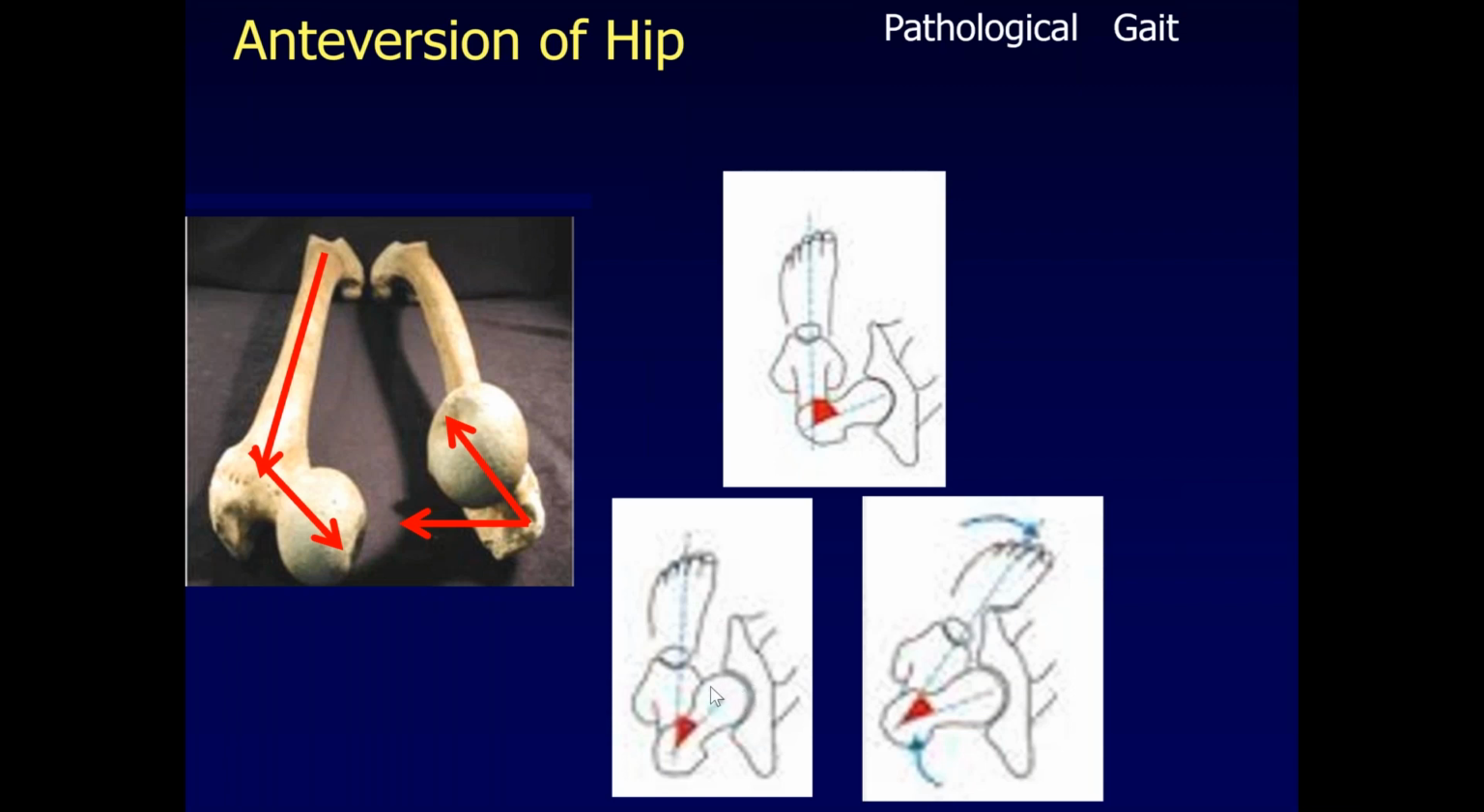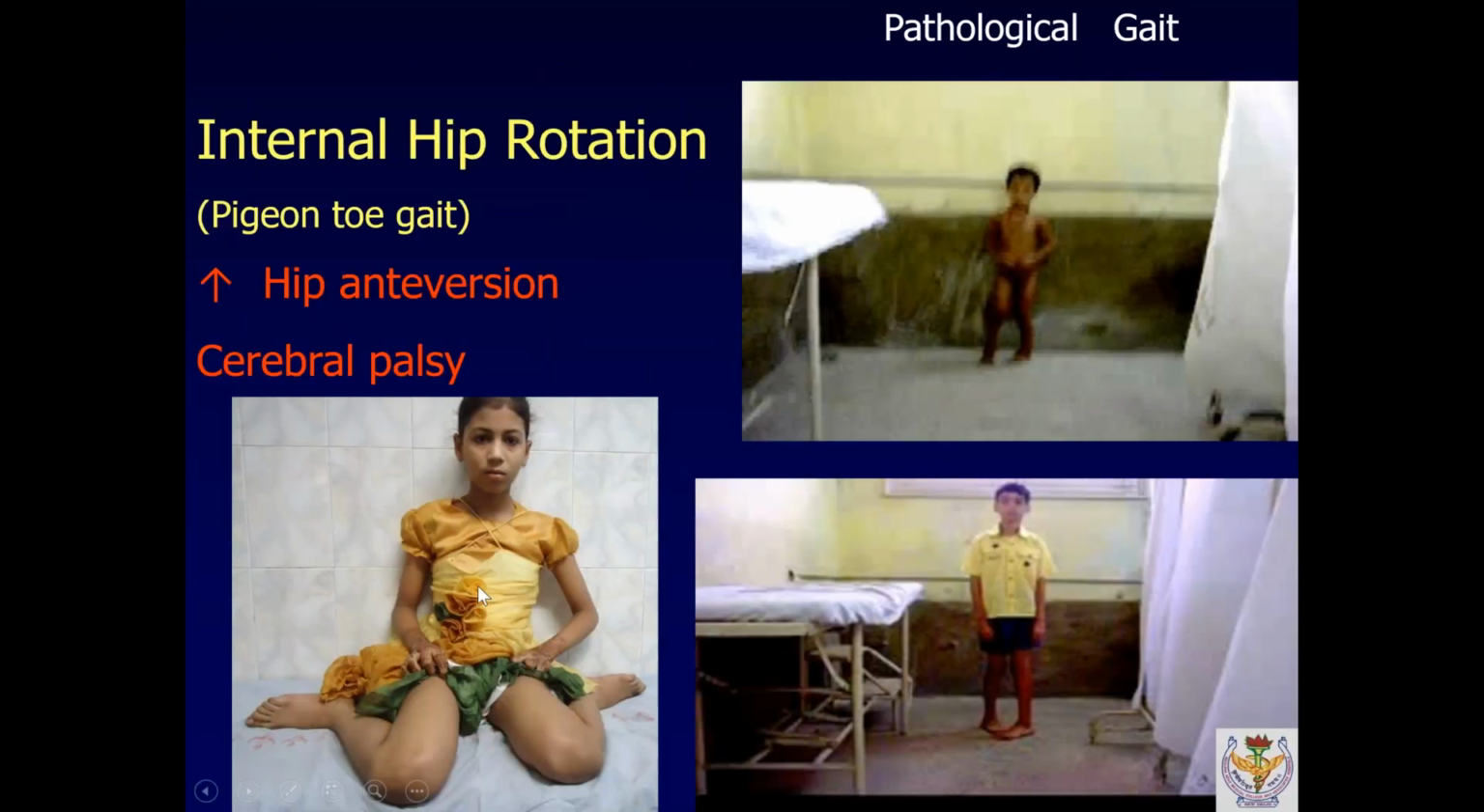Now to get this head back into the acetabulum, the person has to do internal rotation, right? If he does external rotation, it will go further away. So internal rotation is the genesis of the in-toeing gait. If there is excessive anteversion, the child will rotate the thigh and the limb to get the head into the acetabulum, and that is known as the in-toeing gait.